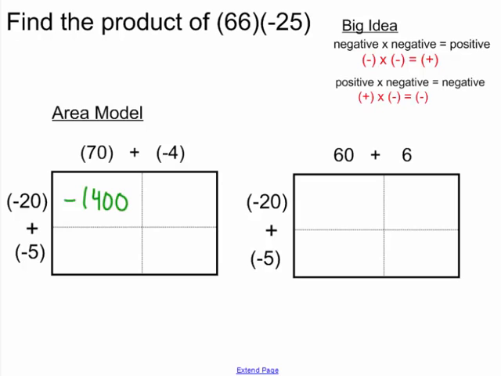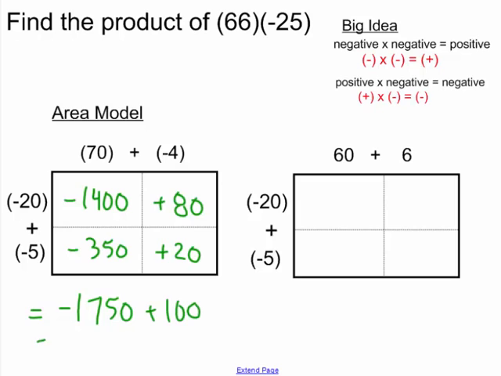Negative 20 times negative 4, so two negatives I'm multiplying together. I should have a positive 80 as the result. Negative 5 times positive 70, that's a negative times a positive, so my answer should be negative 350. And lastly, negative 5 times negative 4 is a positive 20. So if I look at just my negatives together right now, I have negative 1,750. If I look at just the positive numbers, I have to add 100. So my final answer, negative 1,650.